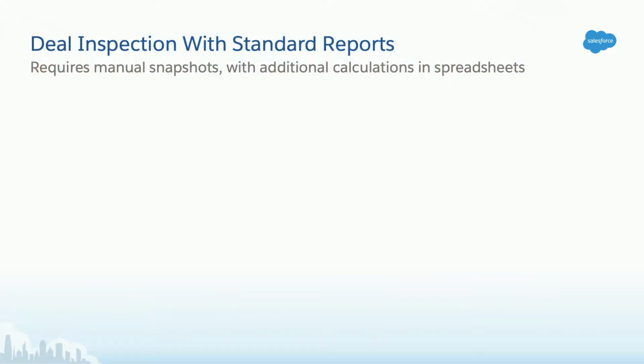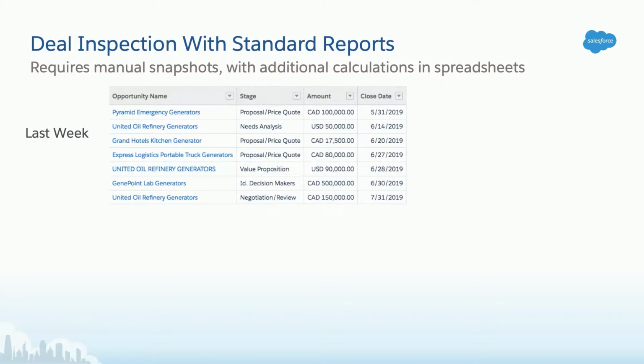So, remember, a couple of those questions that they were asking. Have any of those deals been pushed out? Have any deals shrunk in value? They want to inspect these deals, ensure that we're doing everything we can to win those deals fast. So when they're inspecting deals, a normal report in Salesforce might look like this. And that tells you exactly what your deals are worth today, when they're projected to close today, but that doesn't tell you if those have changed since last week.